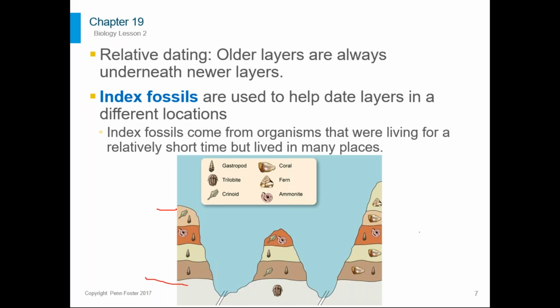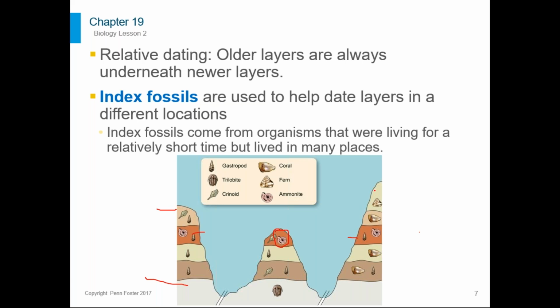And by looking at clearly defined layers in one place, scientists can identify index fossils, which can be used to help date layers in a different location. Index fossils come from organisms that were living for a relatively short time, but lived in many places. Okay, so for example, on this diagram, some of these fossils are in lots of different layers, like these gastropod shells, but some of them are not. So this ammonite here, this pink spirally thing, it only exists in this layer. It's not in any of the other layers. So that could be an index fossil.